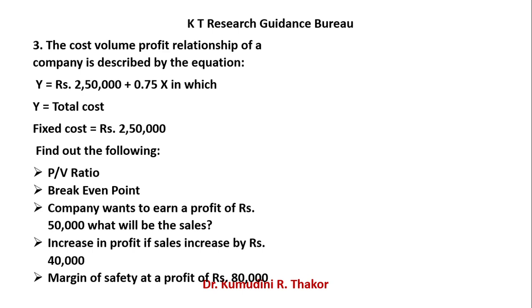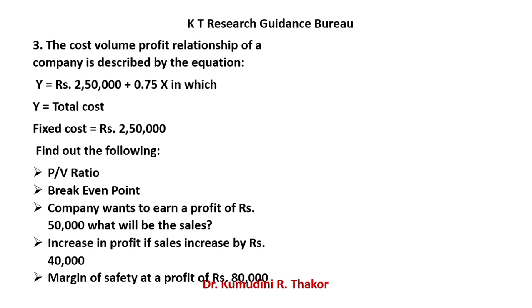Now keep in mind, if only Y equal to 2,50,000 plus 0.75x is given, where 0.75x is the variable cost, suppose only this much data is available, then also it conveys the same meaning. So keep in mind, fixed cost is 2,50,000.